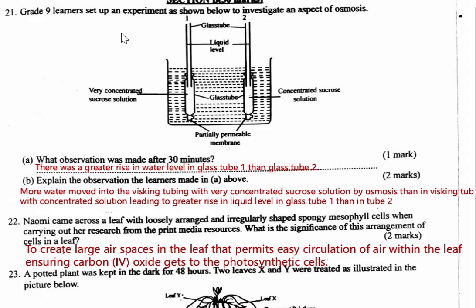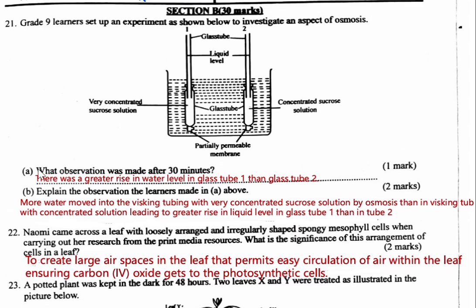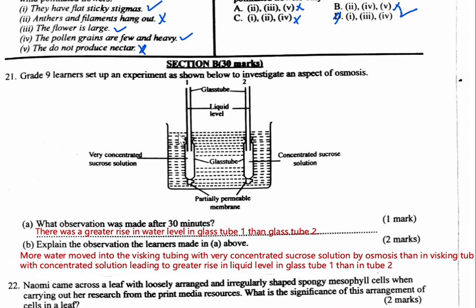Grade 9 learners set up an experiment as shown below to investigate an aspect of osmosis. Here we have very concentrated sucrose solution. Then here we have concentrated sucrose solution. Then here we have glass tube 1, glass tube 2, then the liquid level. Part A, what observation was made after 30 minutes?